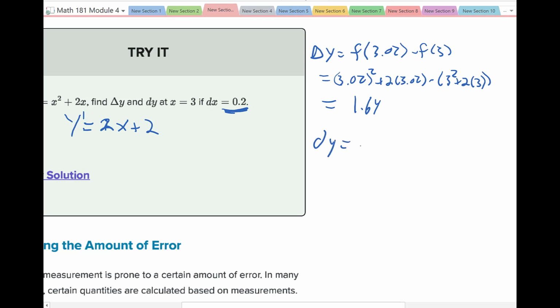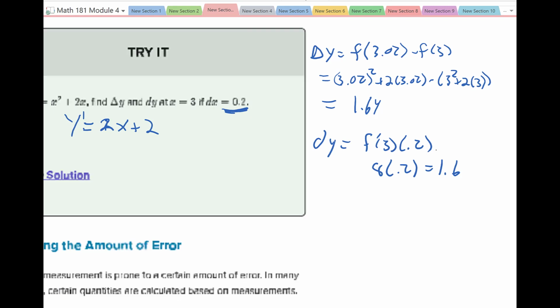And the dy would be that same f prime at 3 times now 0.2 instead. And we've seen that f prime of 3 was 8. So 8 times 0.2 gives us 1.6. So we see that's still pretty close, but it's a little further apart, because last time we saw it, it was a 0.8 and a 0.81. This time it's a 1.6 and 1.64. So the distance between these is growing a little bit. And this is due to the dx being bigger, it's a bigger step than we saw before. So that's a bigger distance from the reality.